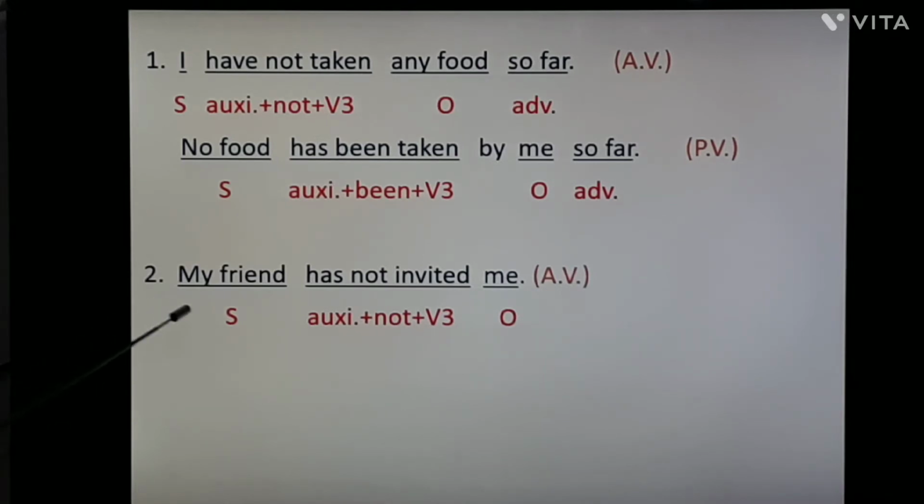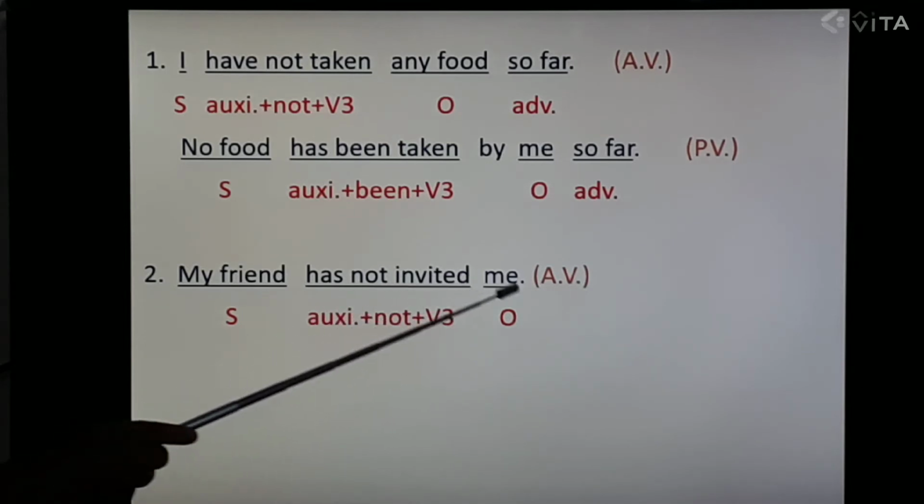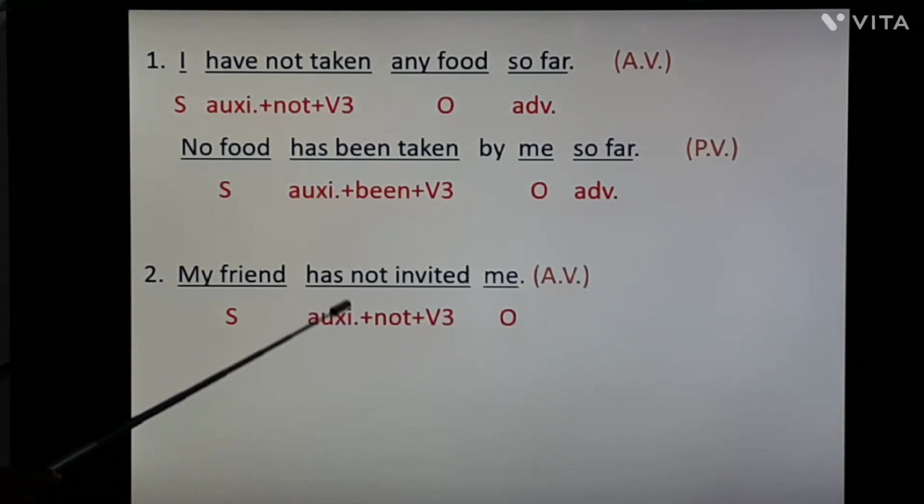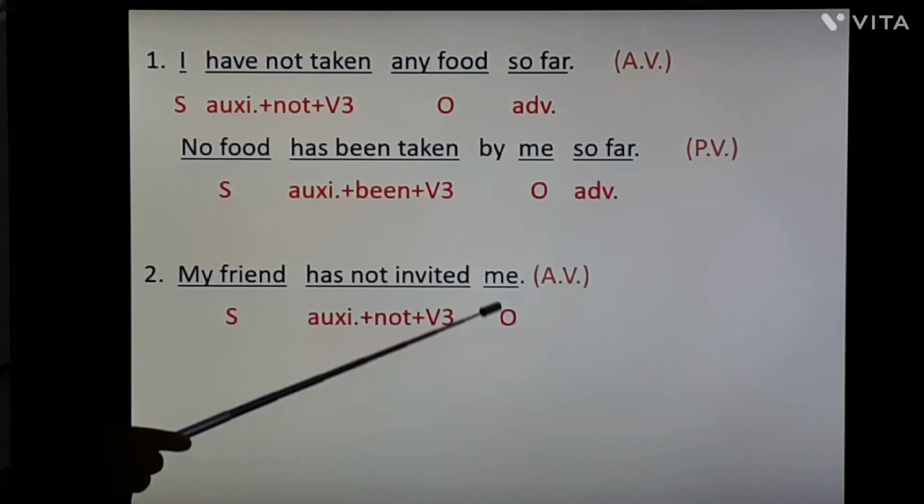Next, my friend has not invited me. This is an example of active voice because been is not given and by is also not given. My friend, subject. Has, auxiliary, not, because we are framing a negative sentence. Then invited, that is V3 form, and me, that is an object.